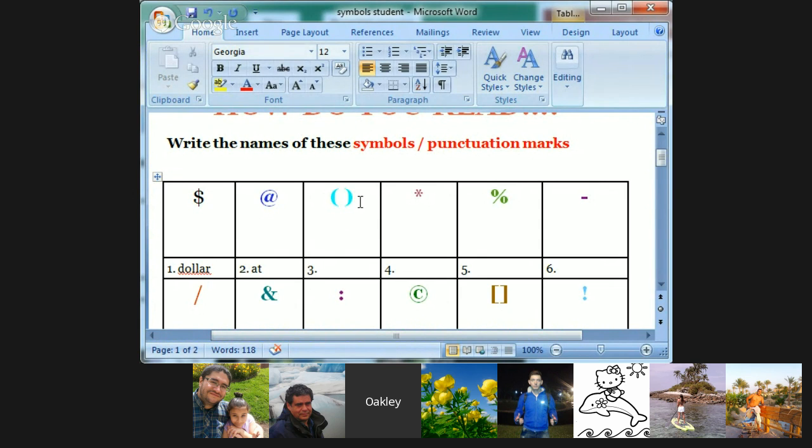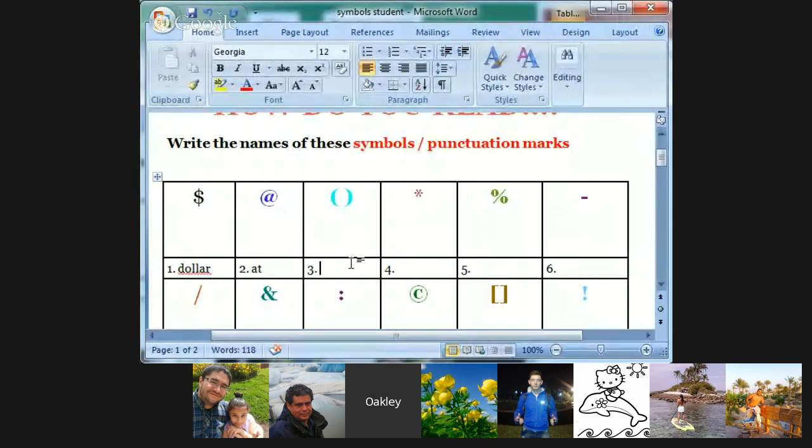Rafa, what are these pretty blue things here? Number 3. No, they're not earrings. Rafa, are you there? Rafa, what happened to you? Okay. Okay, well, I guess we'll skip Rafa for now.